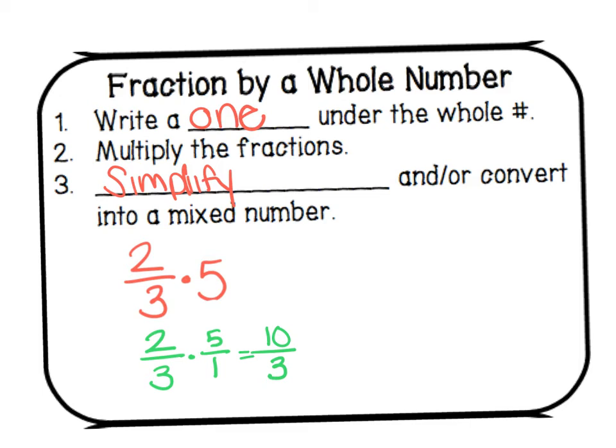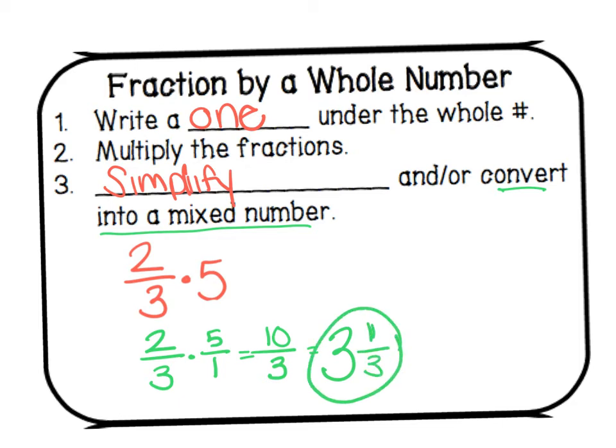Okay, at this point, I have an improper fraction for my answer, so I'm going to do the second part, which says I'm going to convert it into a mixed number. So we reviewed this earlier this week. Again, we're going to ask ourselves, how many times does 3 go into 10? And it goes in 3 whole times, which is 9. How many left over to get from 9 to 10? The answer there is 1. So it's going to be 3 1/3 as my final answer here.